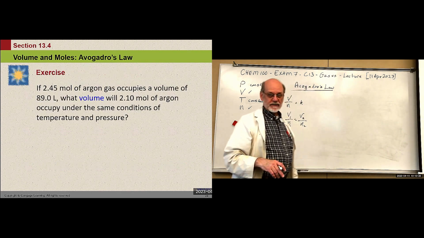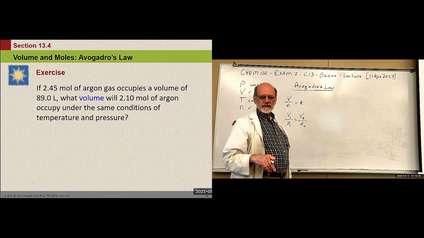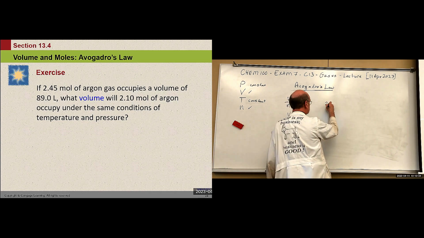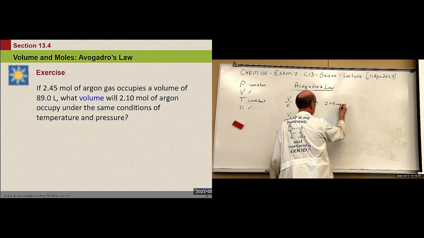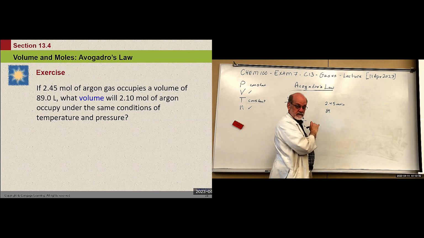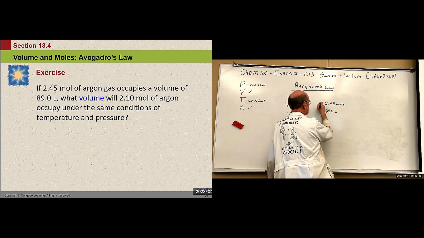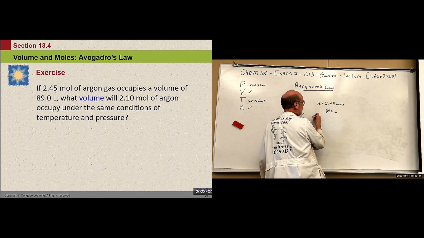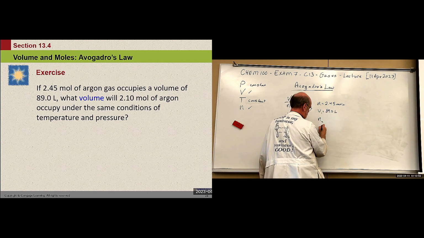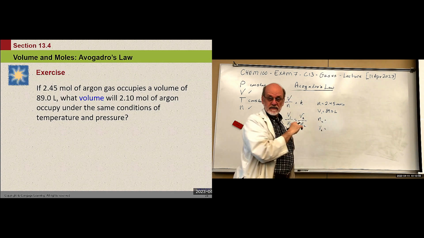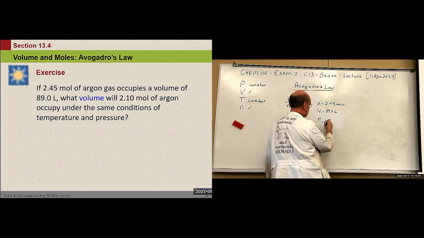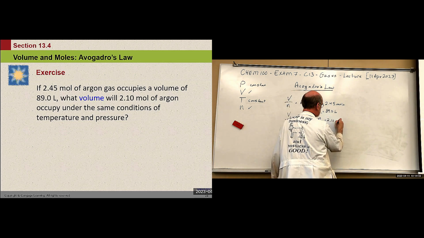Okay, here's an example. If we have 2.45 moles of argon gas occupying a volume of 89.0 liters. So this is initial moles. This is initial volume. So what are we given? What volume will 2.1 moles of argon occupy? 2.1 moles.